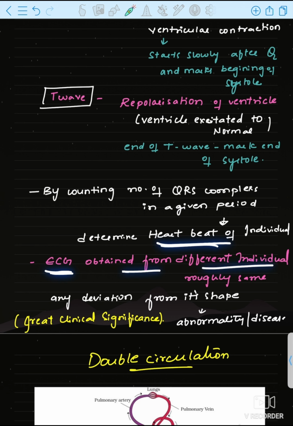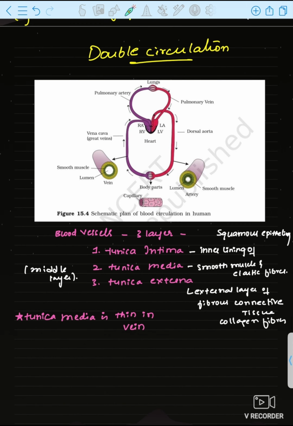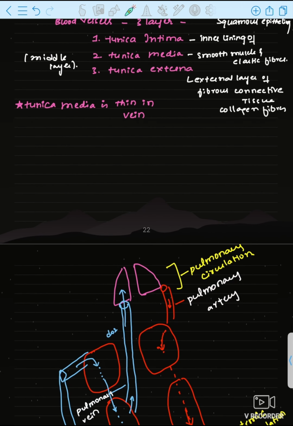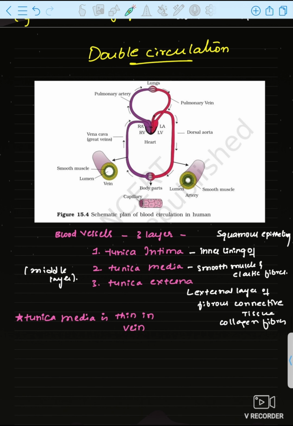ECG obtained from different individuals is roughly the same. Okay, if you find any deviation, then there is abnormality or disease. That is why it is of great clinical significance. Now let us go into double circulation. This is the third last topic we are about to end.